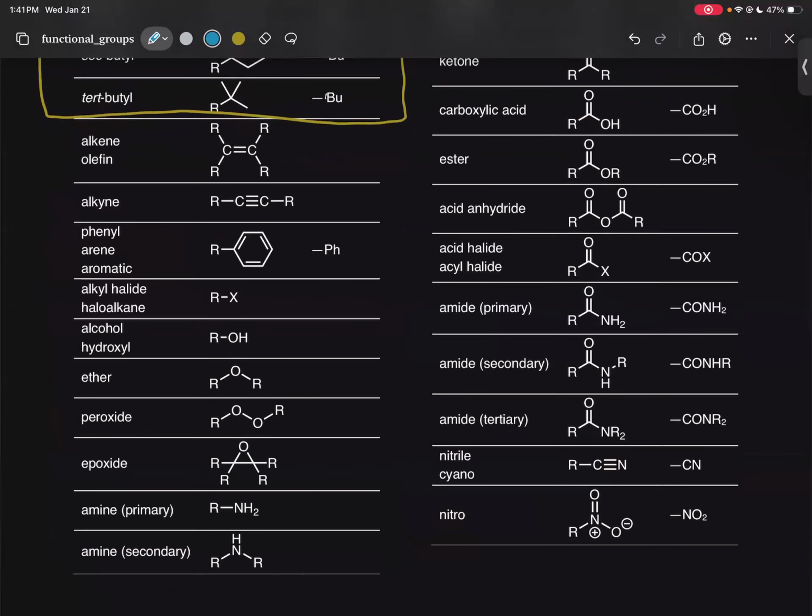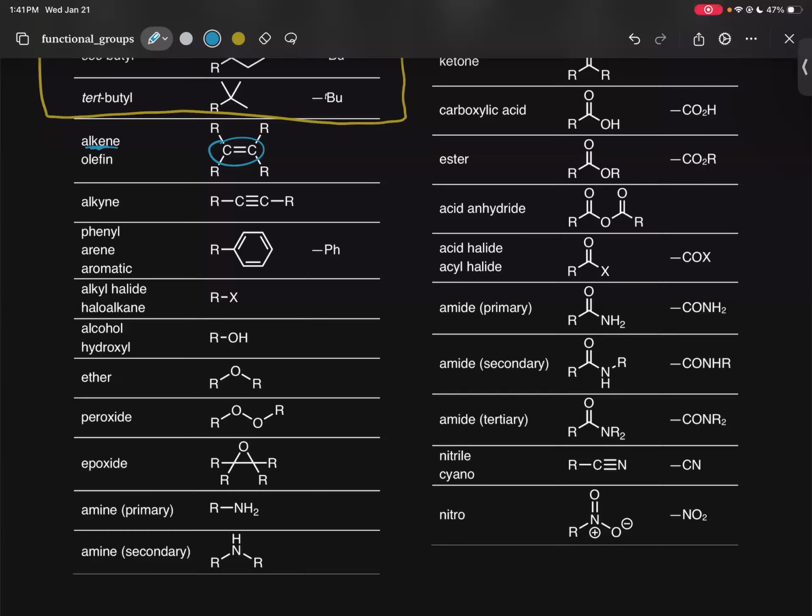Some more interesting functional groups have double bonds or multiple bonds or heteroatoms. We saw this one previously, an alkene, also called an olefin. The main feature here is the carbon-carbon double bond. So an alkene is any carbon-carbon double bond with various different things attached to it, generally carbon atoms or hydrogens.